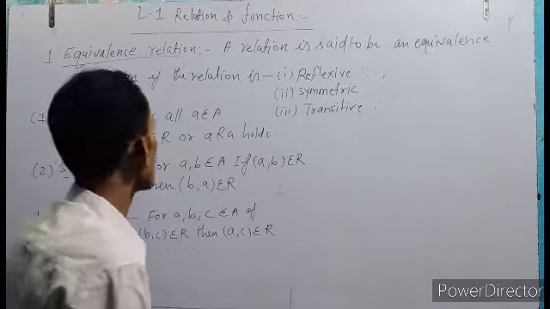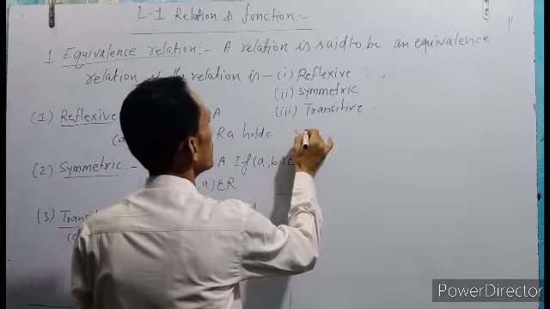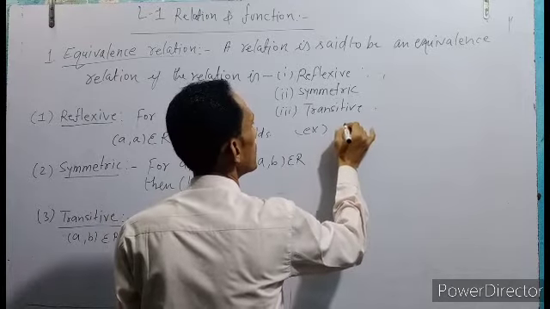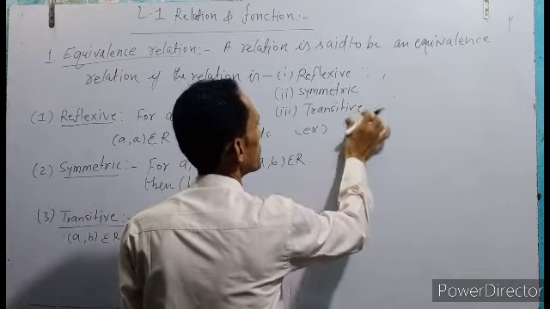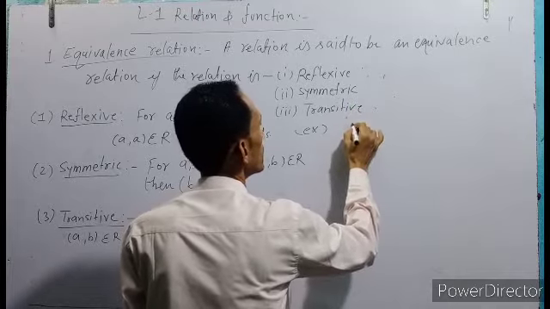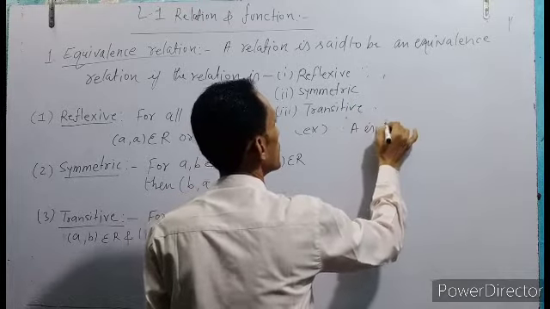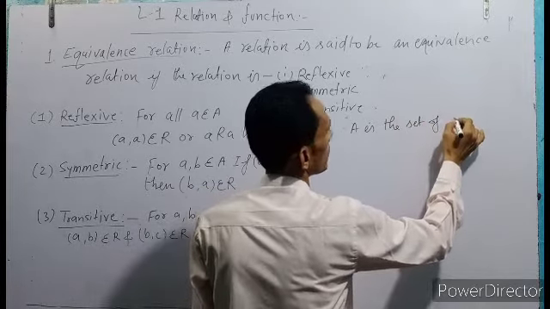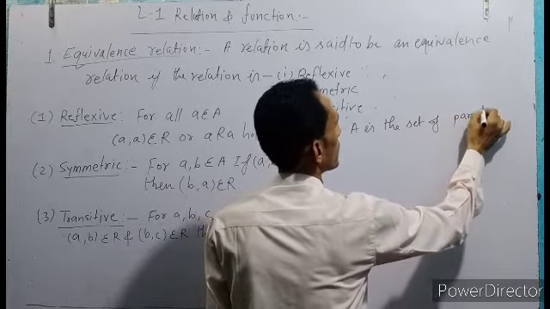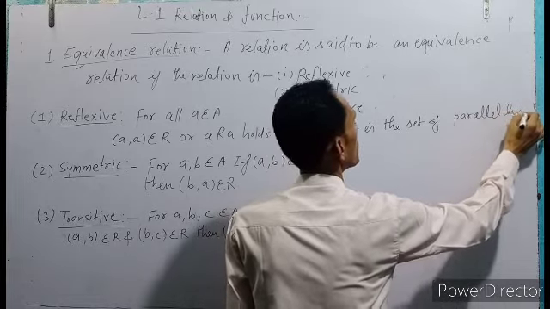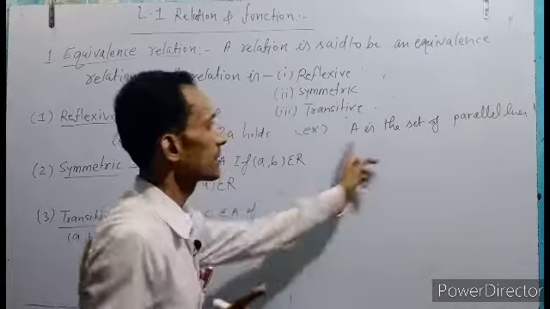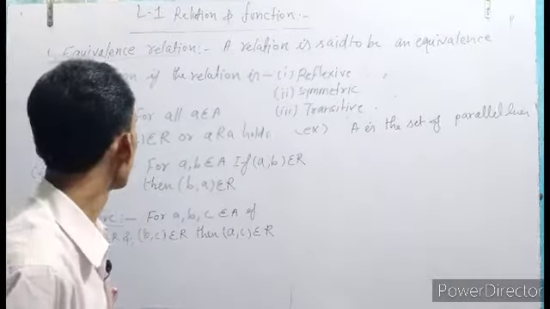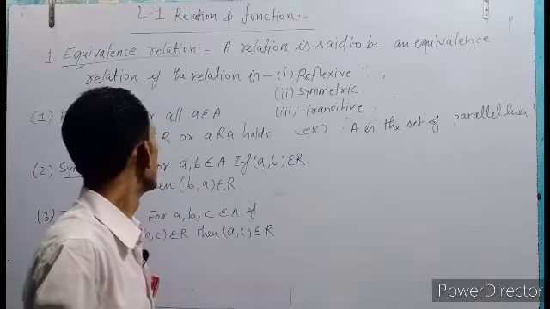So in the example you can write: the relation is the set of parallel lines. In this example we can say that every line is parallel to itself also. So that is also a reflexive relation.